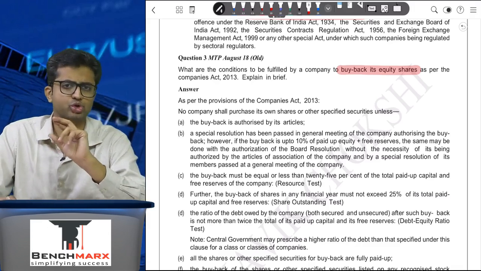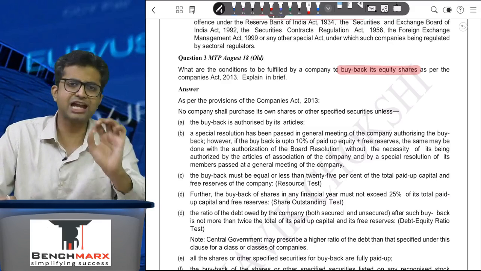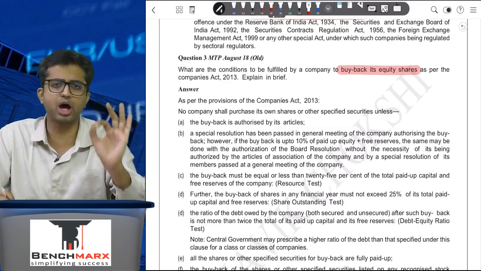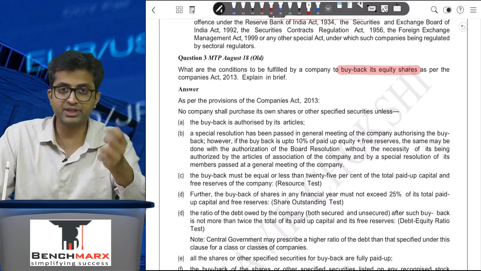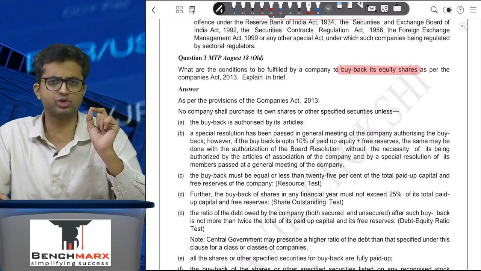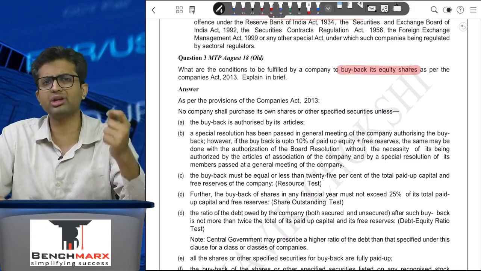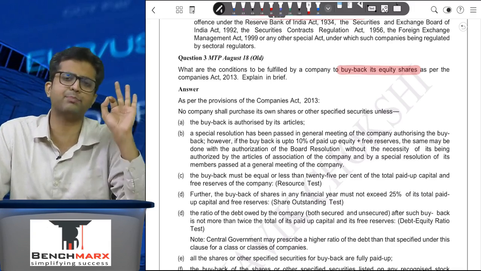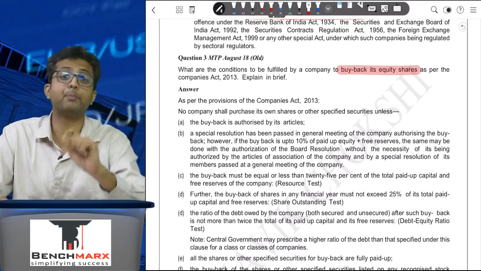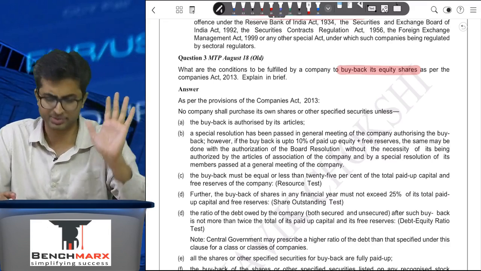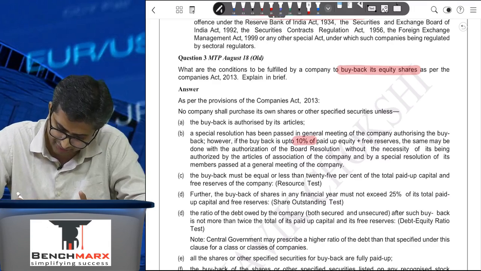The debt to equity ratio after buyback cannot exceed 2:1, and the number of shares that you can buy back are 25% of the share capital. The only exception is all of these can be done if you have a special resolution from the company. Well, if you don't have a special resolution, through a board resolution, 10% can be bought back. But if you want to buy back more than 10%, up to a maximum 25%, you can buy back through a special resolution. Otherwise, 10% through a board resolution.